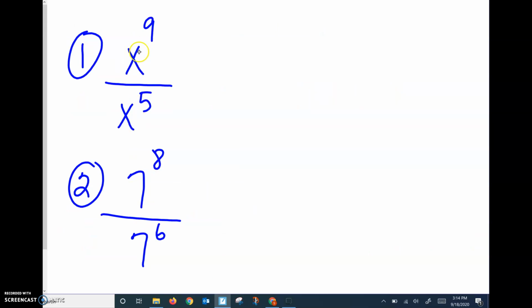All right, so we have the same base, x and x. So we're going to do keep the base, and you take the 9 minus 5, and so we have x to the 4th. Keep the base, subtract the exponents.